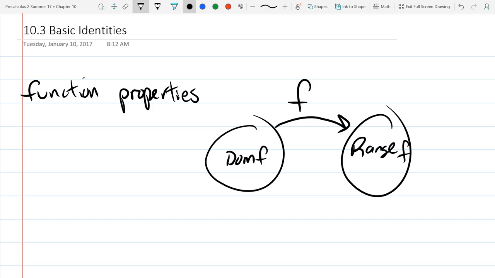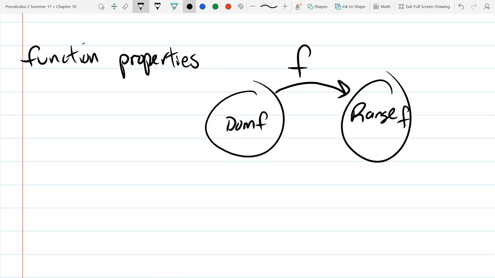And what the function f does, it takes things from the domain and assigns them to things in the range. So that is what a function does. And what we're going to look at is exactly what is in the domain of our 6 trig functions and what is in the range.